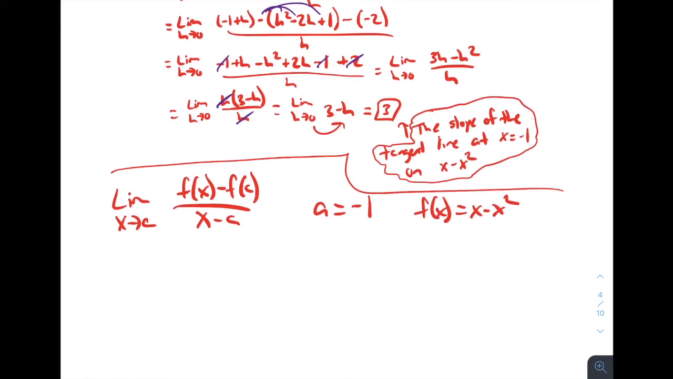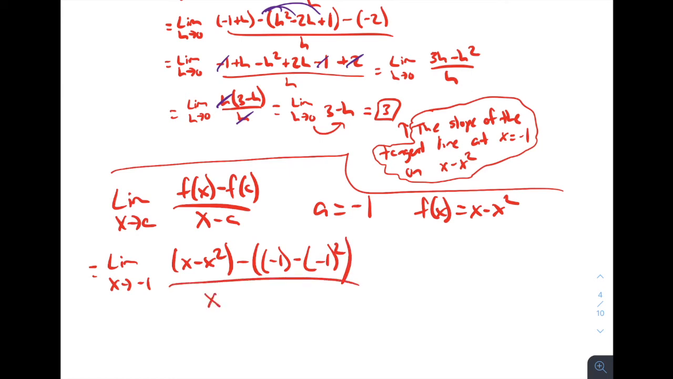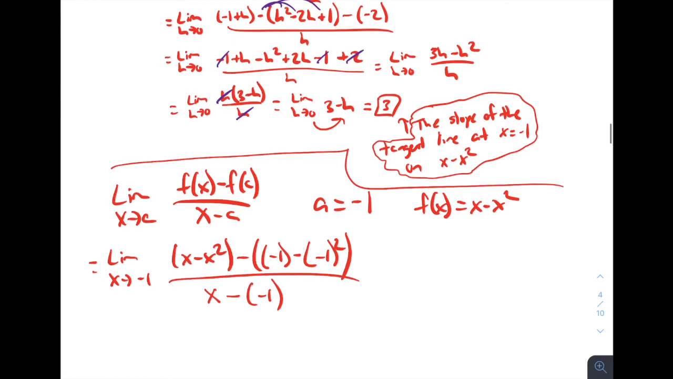Okay, let's plug in what we know. So this is going to be equal to the limit as x approaches -1 of, well, f of x is just the function, right? They're not saying plug in anything here, just tell me what the function is. So that's going to be x minus x squared for our f of x. And then if we do f of a, we know again our a value is -1, so -1 is going to be put into that function. That's going to be -1 minus (-1) quantity squared, and that's going to be divided by x minus -1 down there in that denominator. Well, how do we simplify this?